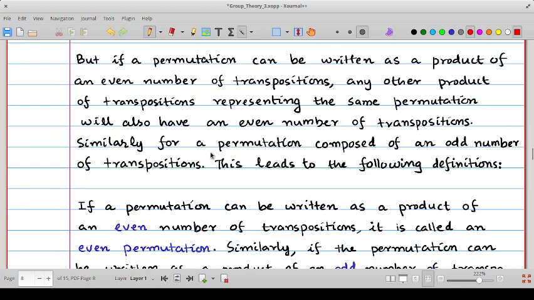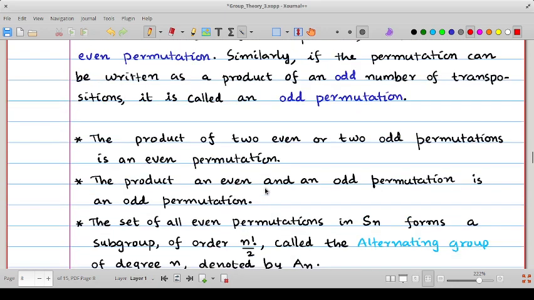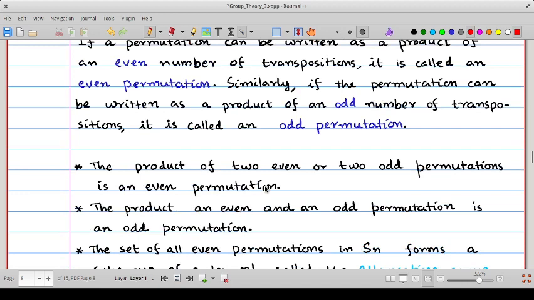So this leads to the following definition. If a permutation can be written as a product of an even number of transpositions, it is called an even permutation. Similarly, if a permutation can be written as a product of an odd number of transpositions, it is called an odd permutation. Now, a product of two even or two odd permutations will always be an even permutation, and the product of an even and an odd permutation will be an odd permutation.